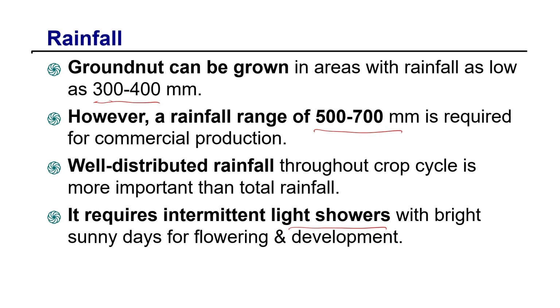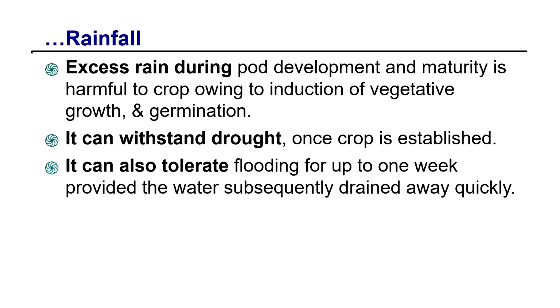So if there is heavy rainfall, it can adversely affect the flowering. Flower drop can be there and pegging can be inhibited under those conditions. Excess rain during pod development and maturity is harmful to the crop owing to induction of vegetative growth and germination.